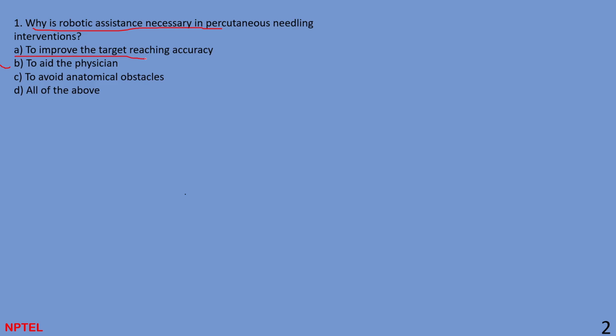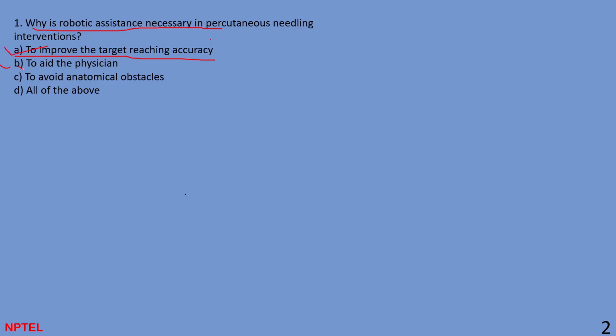First, to improve target reaching accuracy. If you look at soft tissues, like Professor Felix discussed regarding pancreatic cancer, if you want to reach something like the pancreas, you need to be more careful, right? Because there are so many soft tissues attached to your pancreas. So the first option seems reasonable to me.